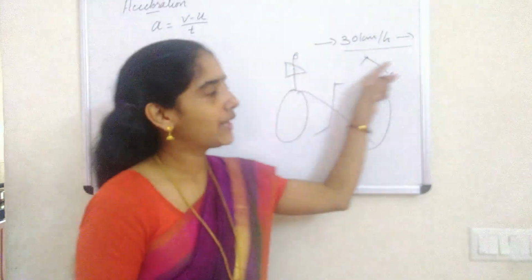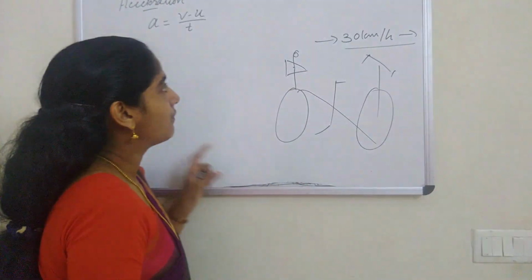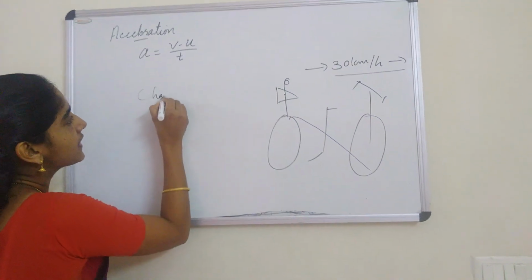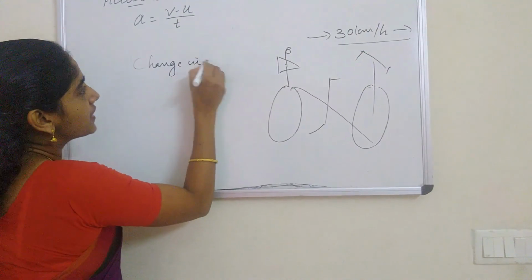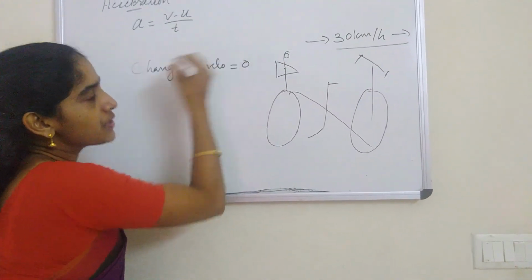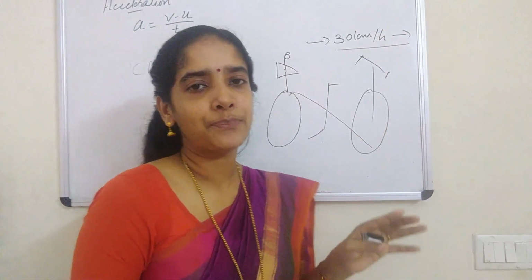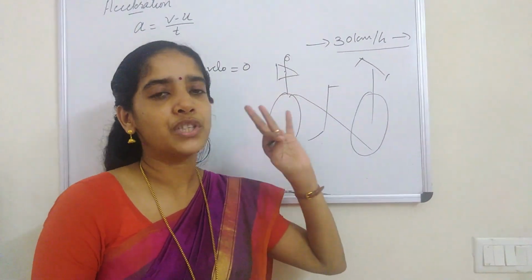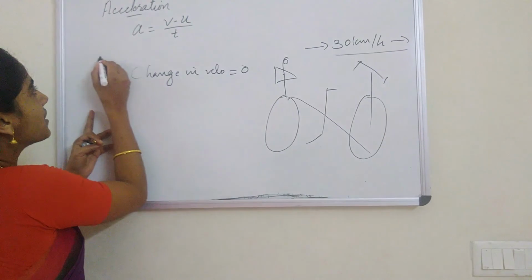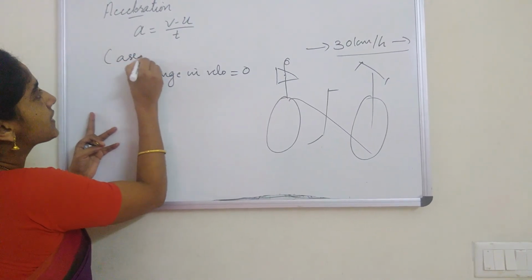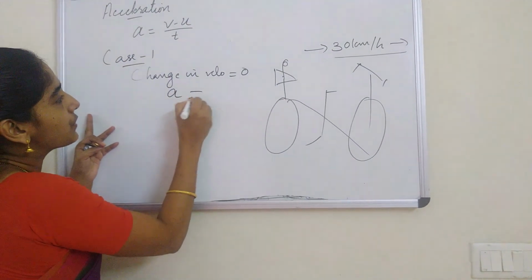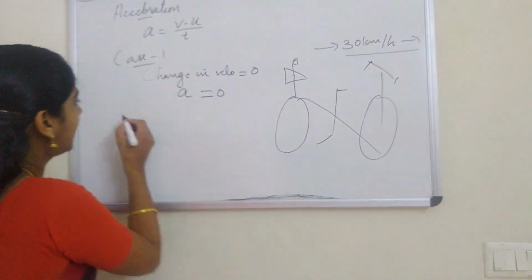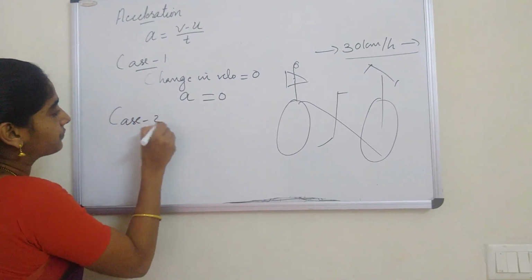So if you are going at a constant velocity, what can we say about the change in velocity in this case? Change in velocity is 0 because your velocity is constant. So if the change in velocity is 0, then acceleration is 0. This is the first case of acceleration. So here comes acceleration 0. Now let us see the second case of acceleration.